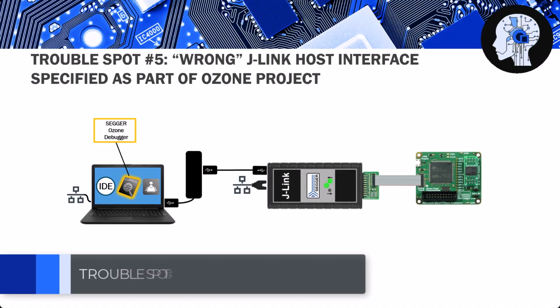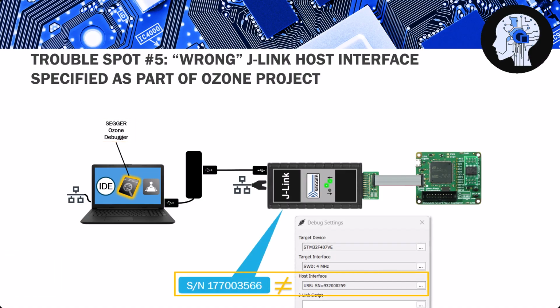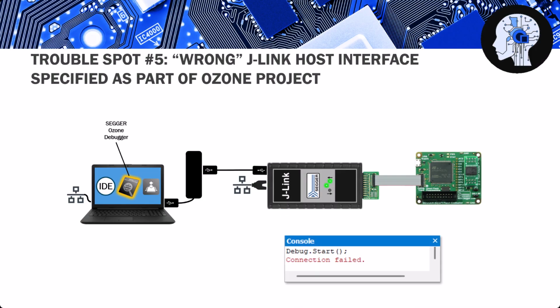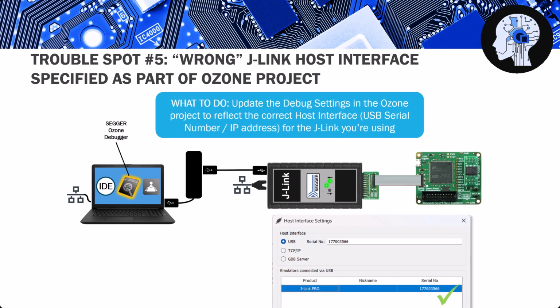If you're working with SEGGER Ozone, your Ozone project could potentially contain a host interface setting that does not match your J-Link. Maybe this is because you are debugging somebody else's project, or maybe you switched to a different J-Link. When this is the case, and you're trying to start a debug session, Ozone may simply report a failed connection, but nothing else happens. Therefore, always make sure your host interface setting in the debug settings is aligned with the J-Link you're using for debugging.